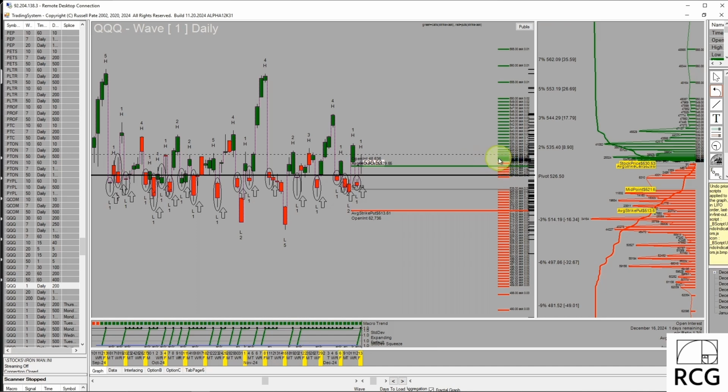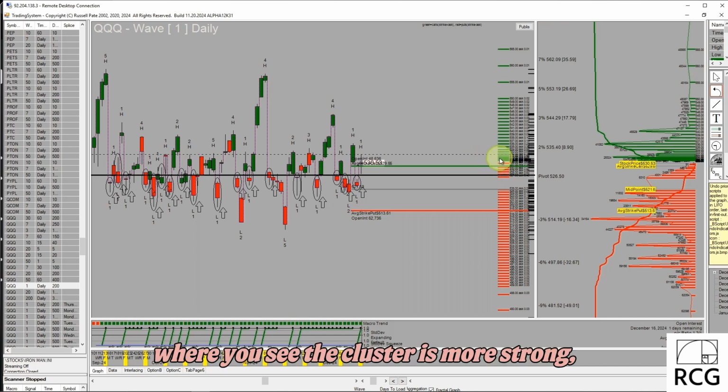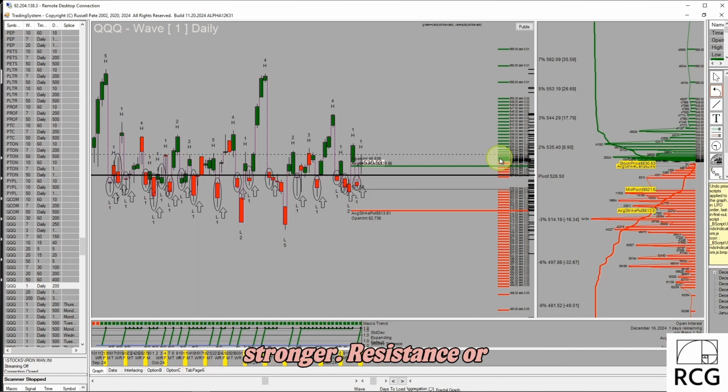So where you see the cluster is more strong, basically that is going to act as a stronger resistance or support, just like that.